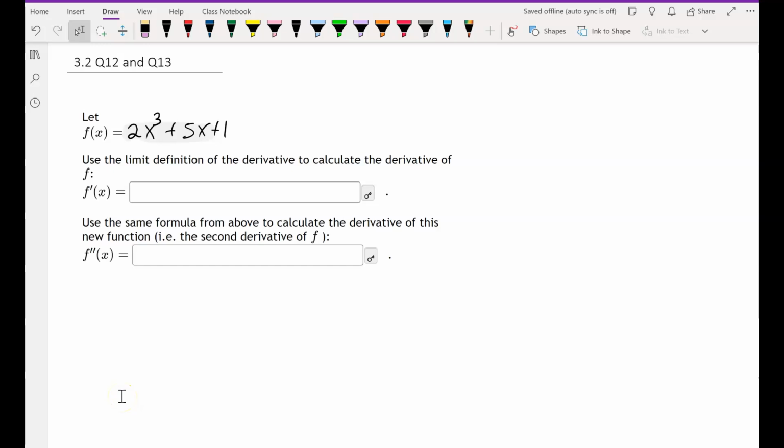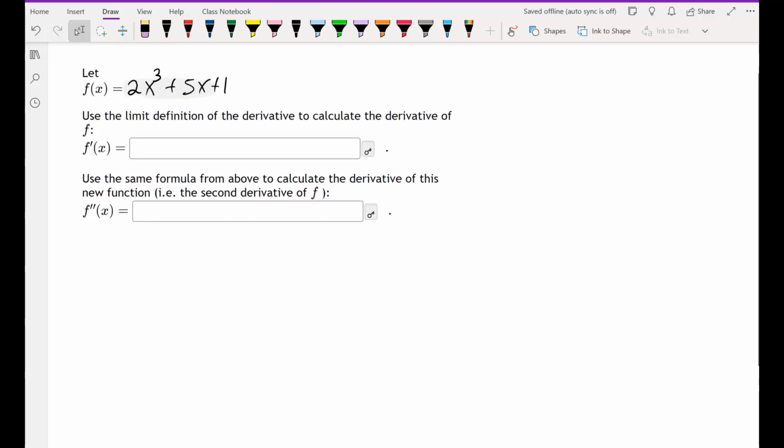In this video, we will use the limit definition of a derivative to calculate both the first and second derivative of a third degree polynomial. So let's start with the first part. Let's find the first derivative.